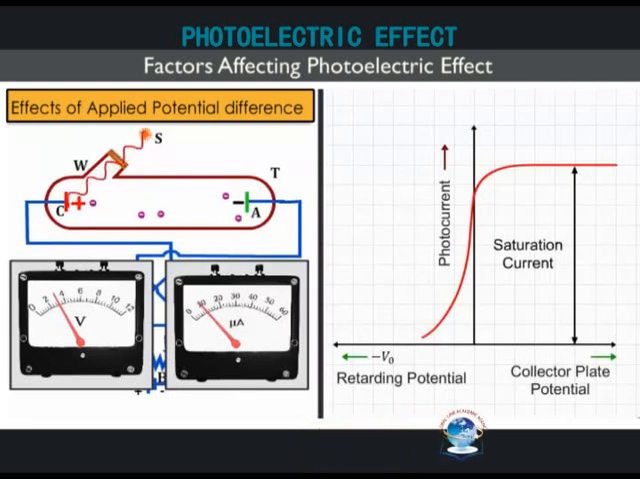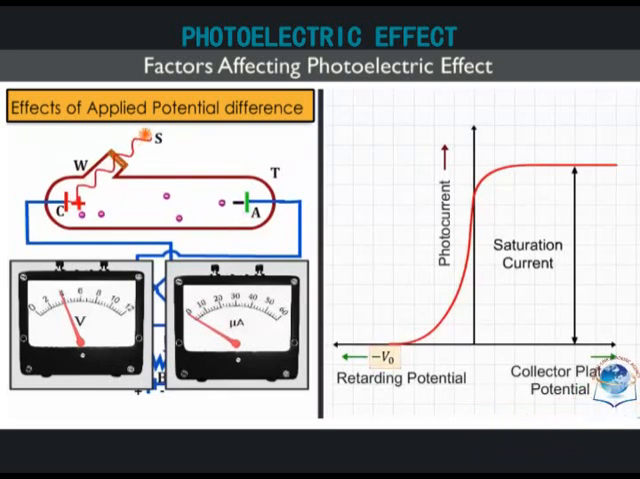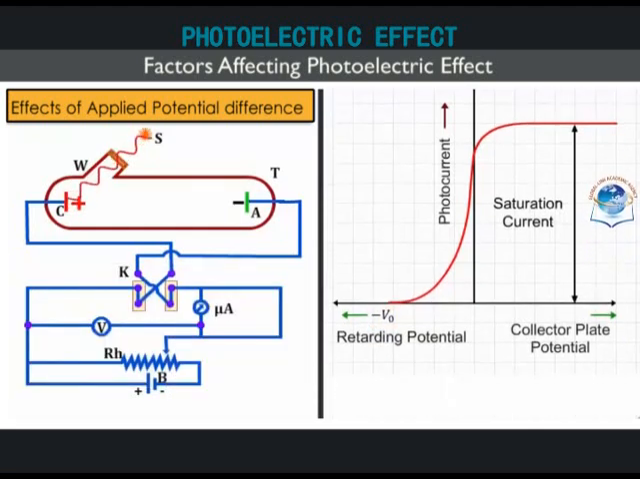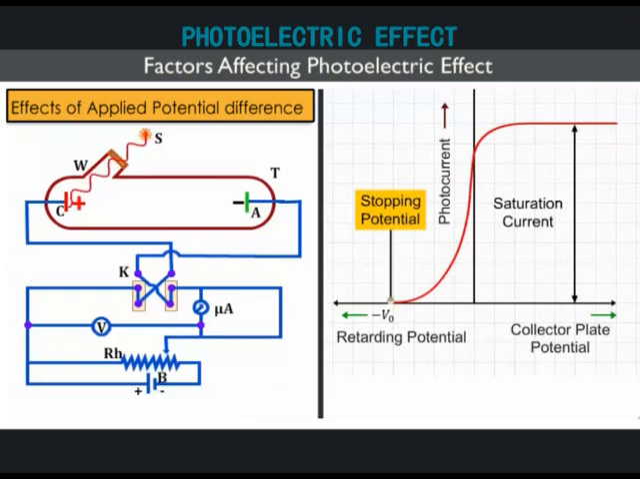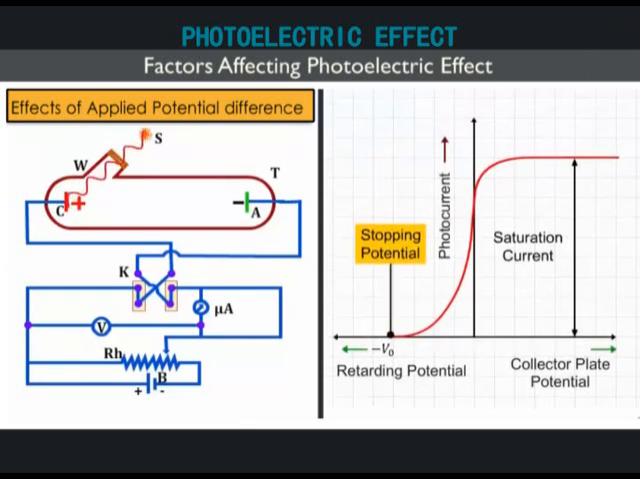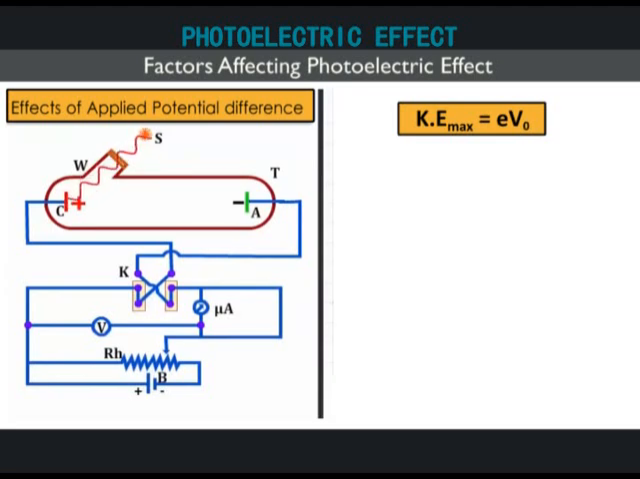As the retarding potential difference increases further, at a particular voltage, negative V0 applied to the anode, the photoelectric current becomes zero. The maximum negative potential V0 applied to the anode, for which the photoelectric current becomes zero, is called the stopping potential or cutoff potential. The photoelectric current becomes zero when the retarding potential becomes strong enough to repel all the photoelectrons with the maximum kinetic energy. The maximum kinetic energy of the photoelectron is equal to eV0.